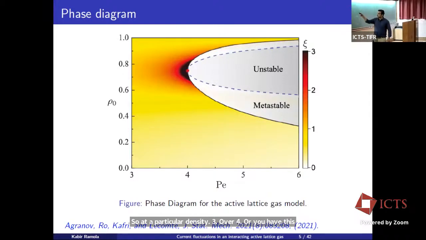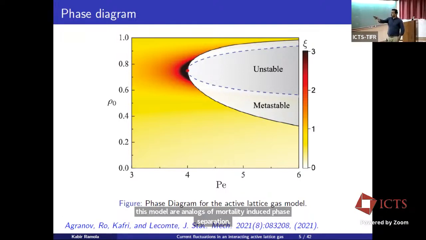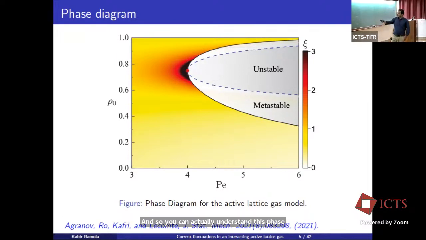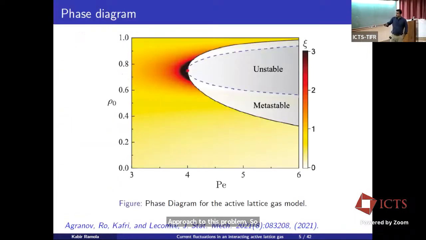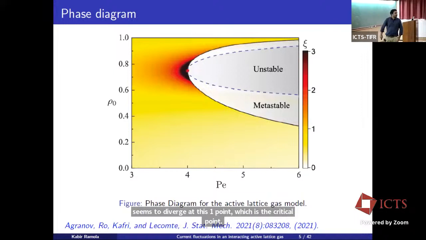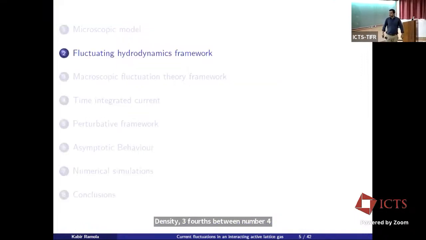But the metastable states and unstable states that appear in this model are analogs of motility-induced phase separation. And so you can actually understand this phase diagram quite well. What I've colored here is something called the correlation length, which comes out of a fluctuating hydrodynamics approach to this problem. So I'll describe that. But for later use, I'll just say that the correlation length seems to diverge at this one point, which is the critical point, density 3/4, Peclet number 4, a correlation length diverges. So what do I mean by that?